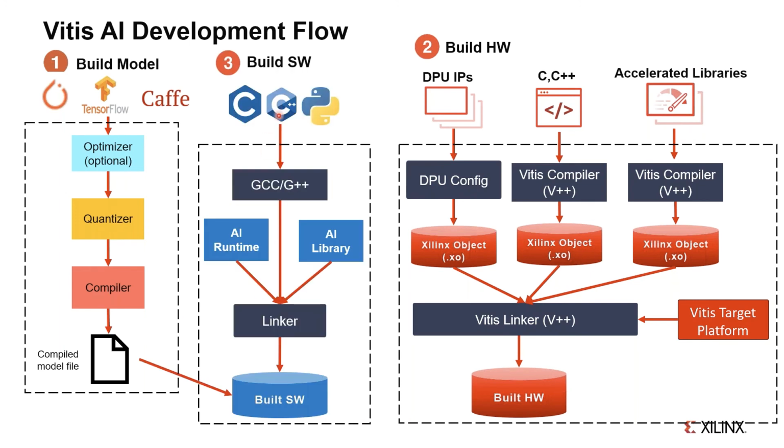And you obviously have to build your software platform. That'll include your application code, which needs to be compiled, okay? It will include the Vitis AI runtime. That's absolutely necessary. It may or may not include some functions from our Vitis AI library. And then your compiled model file goes into the file system. And when the DPU runs, it picks up that model file and executes the network, okay?